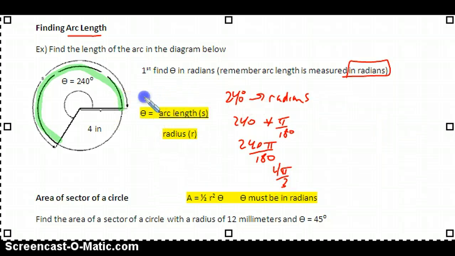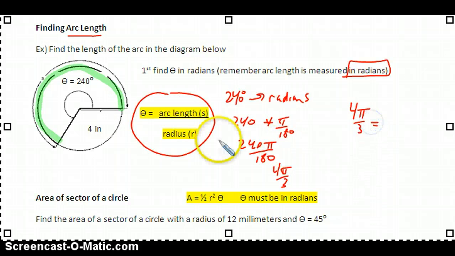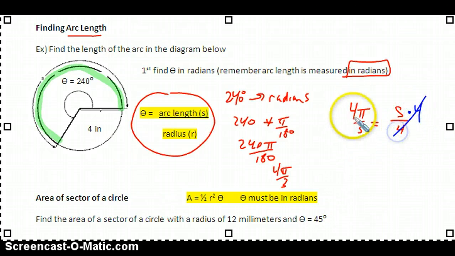Okay, so plugging into this formula then, theta, which is 4 pi over 3, equals my arc length s, which is what I'm trying to find, over my radius r, which is 4. There's a couple ways I can solve this. Since I'm trying to find s, I can just multiply by 4, or I can cross multiply this proportion. I think the easiest way is to just multiply by 4 to get rid of that. So this becomes 16 pi over 3 equals s.